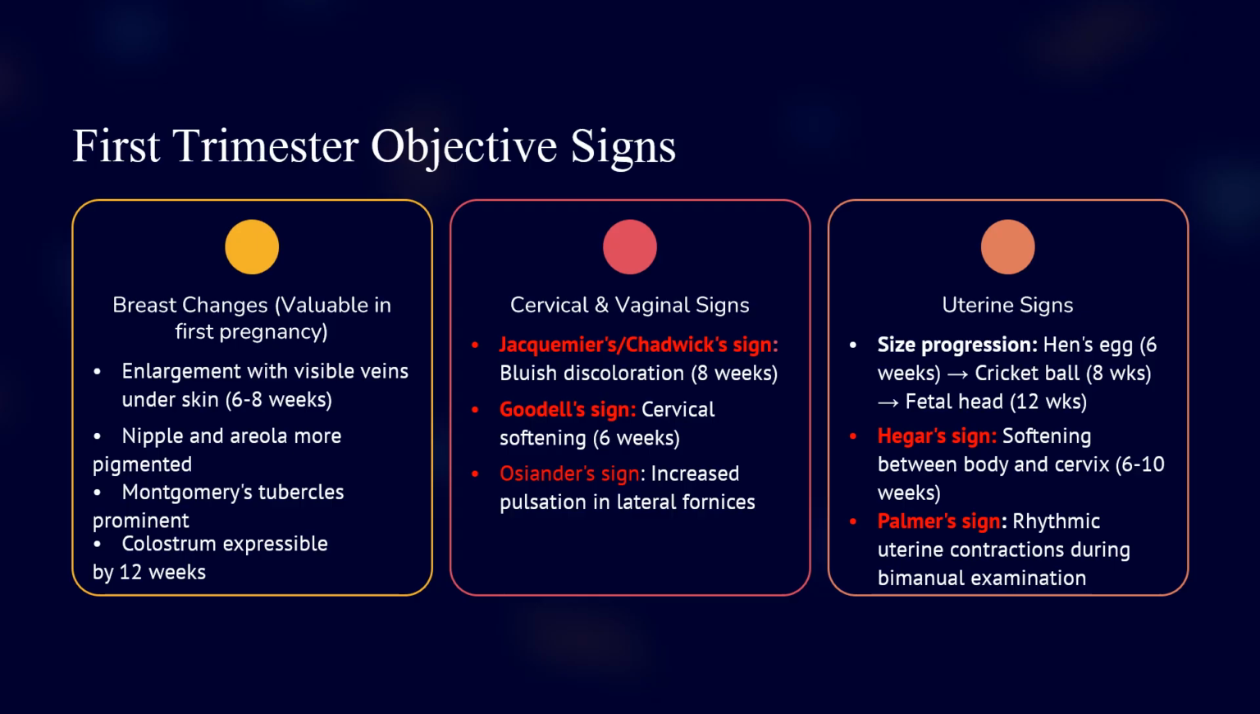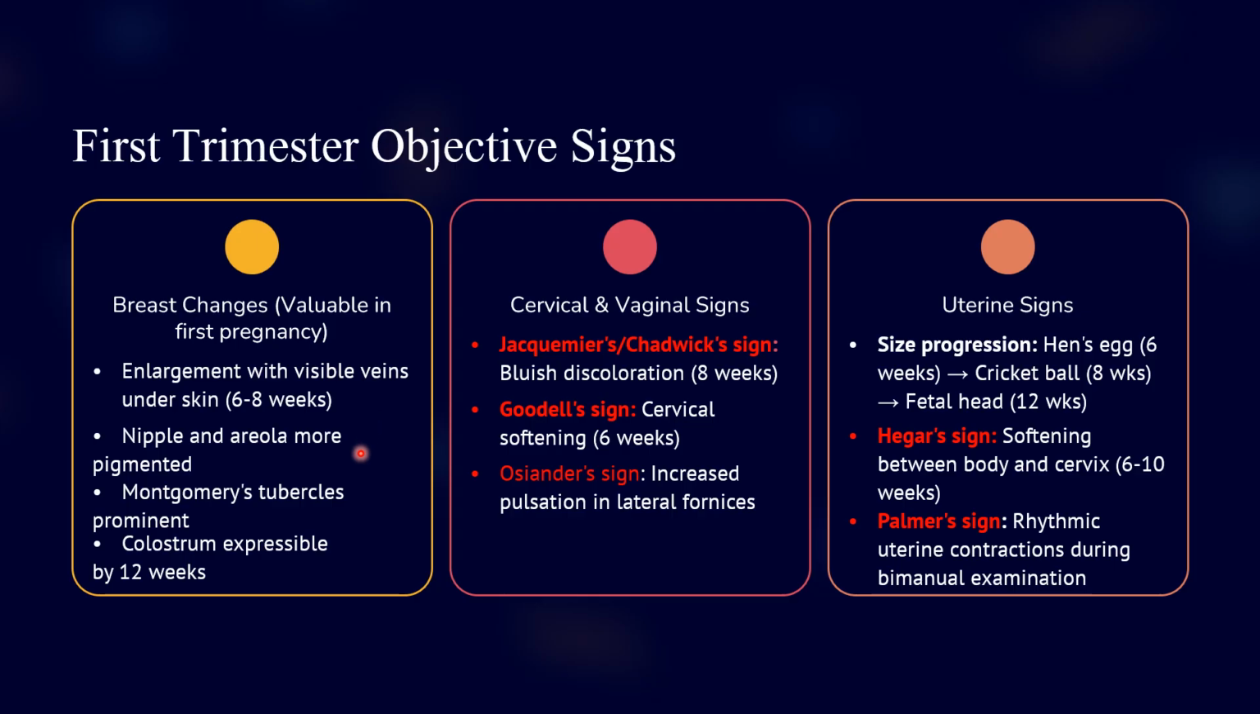Okay, so let's see the objective signs of pregnancy in first trimester. Let's see first in breast. So the changes in the breast. There is going to be an enlargement of the breast with visible veins under skin by the time she reaches 6 to 8 weeks of gestation. The breast enlargement is more prominent in primigravida than in multigravida.